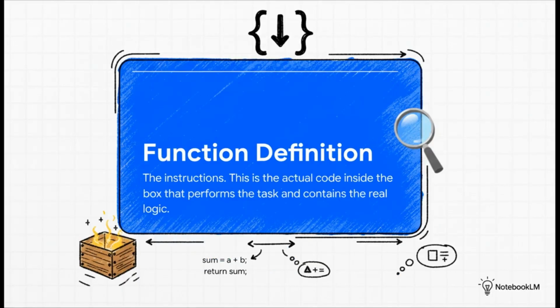Okay, part 2 is the definition. This is the real deal. This is the actual code, the set of instructions inside our magic box that does all the heavy lifting. This is where all the logic lives. So to follow through on our promise, the definition for add numbers contains all the logic. It declares a temporary variable called sum, it does the math, and then it uses that special return keyword to send the final result back out.